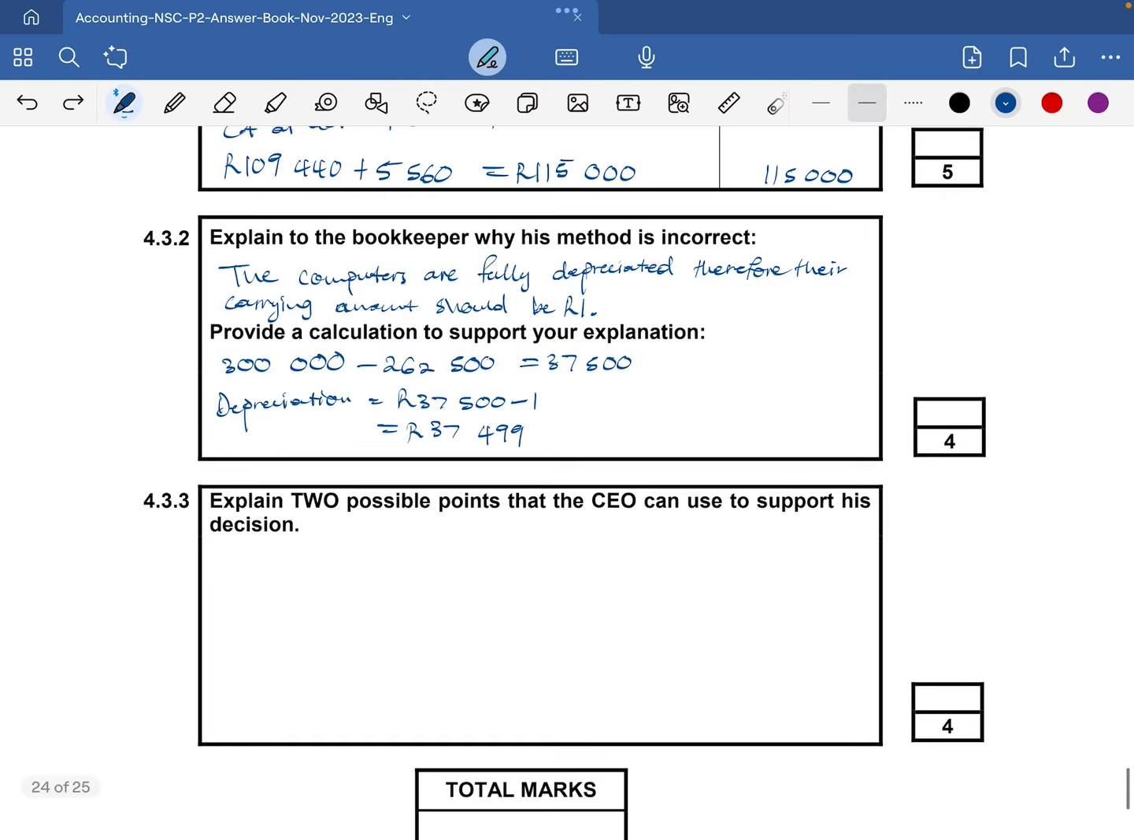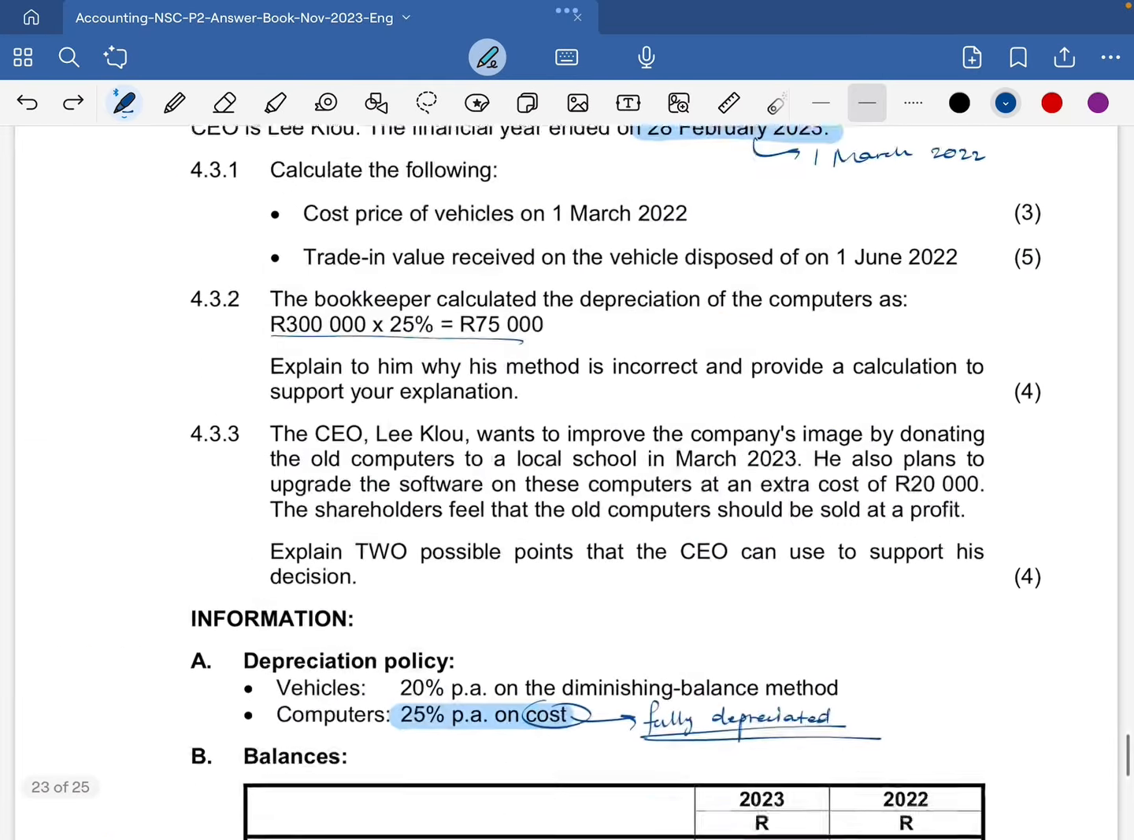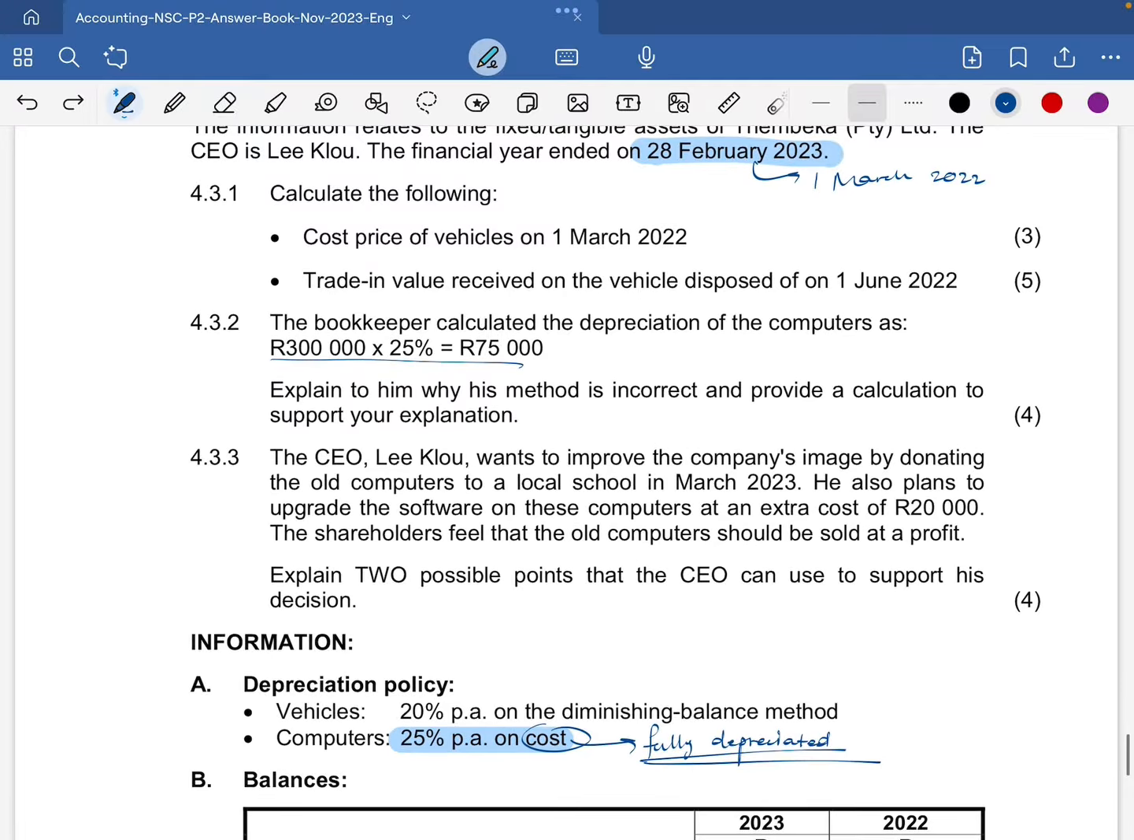And then we are going to look at the last question, which says the CEO Lee Klo wants to improve the company's image by donating the old computers to a local school in March 2023. So he also plans to upgrade the software on these computers at an extra cost of 20,000. The shareholders feel that the old computers should be sold at a profit. And then explain 2 possible points that the CEO can use to support his decision.